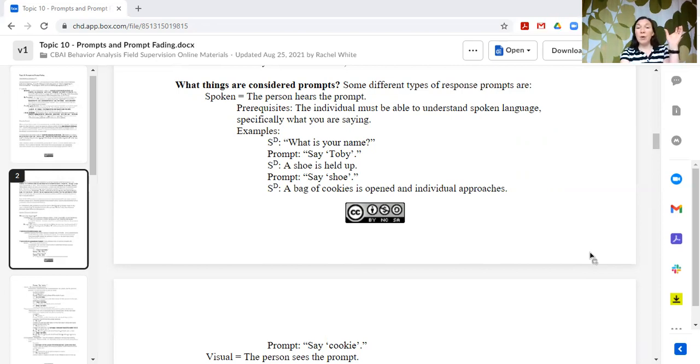I hold up a shoe and then I prompt, say shoe, and then they echo and they say shoe, or I hold it up and I say shoe, and then they just say the word shoe, right? So we have to be aware of what they're echoing to, if that is a prompt that we are using.